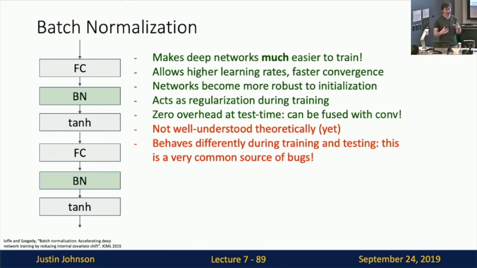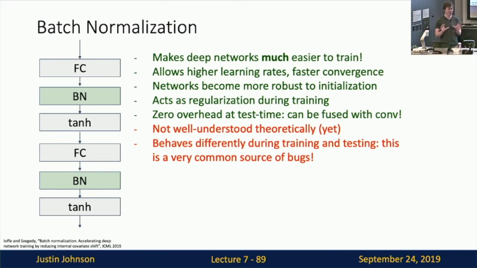There's this kind of hand-waving around internal covariate shift, but I think there's not really a clear understanding of exactly why it helps optimization in the way that it seems to. And another problem with batch normalization is that it actually does something different between training time and test time. And that seems like a problem. That actually is a source of bugs in many, many applications.